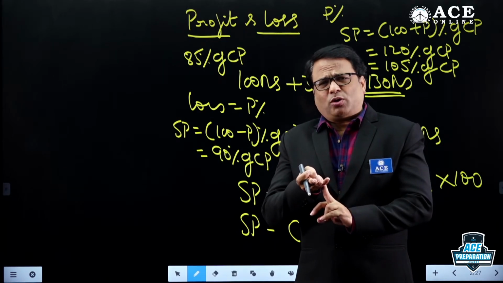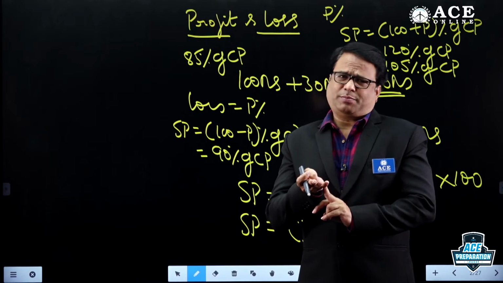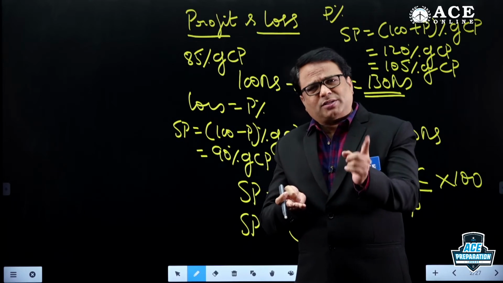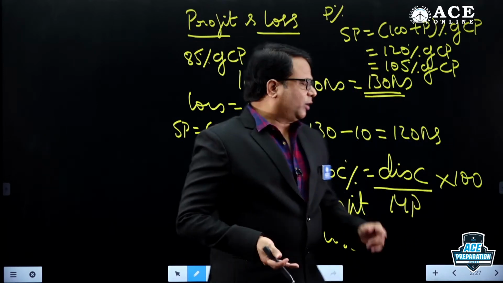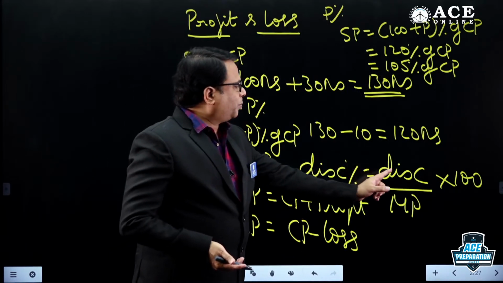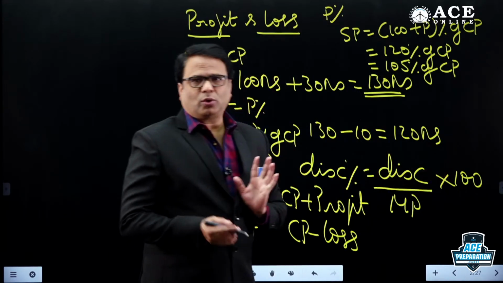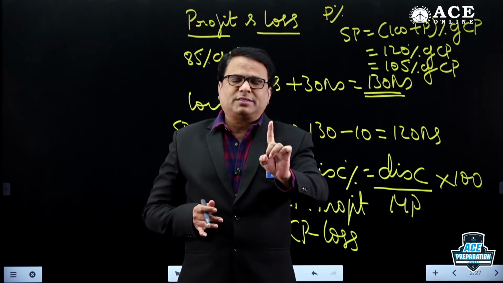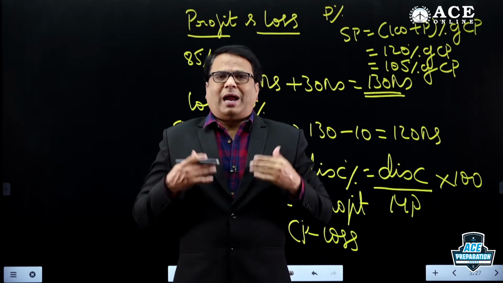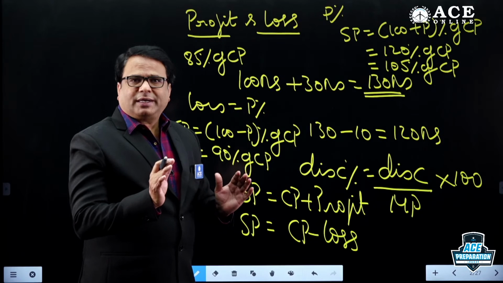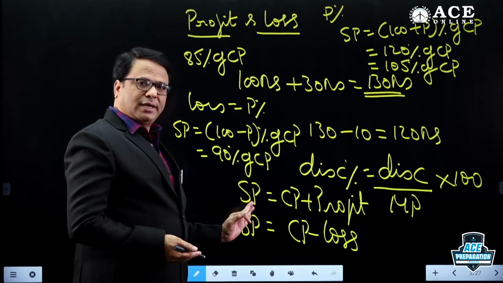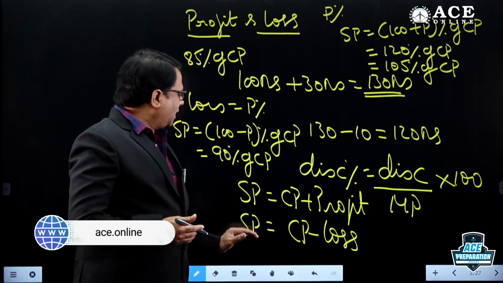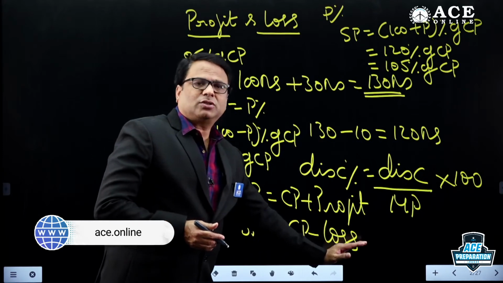We discussed the terminology of cost price, selling price, market price. Then how do we arrive at market price? The next point, discount is always given on the market price. And what is the formula for discount percent? Discount percent formula, discount by market price into 100. And the next point is profit or loss is always calculated on cost price. And the next one, if there is profit in a transaction, selling price can be written as cost price plus profit. And if there is a loss in a transaction, selling price is equal to cost price minus loss.